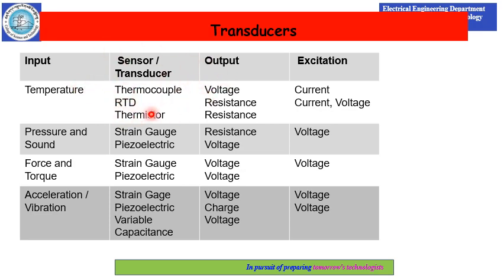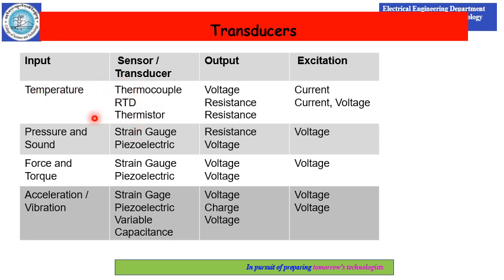The second transducer is the RTD. RTD is basically short for resistance temperature detector. This will also take temperature as an input, and the change in temperature will cause some sort of current and voltage, and this current and voltage will be output in the form of resistance. So the RTD is a second example of a temperature transducer.